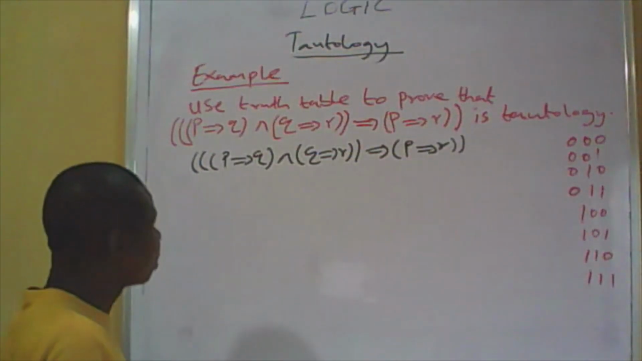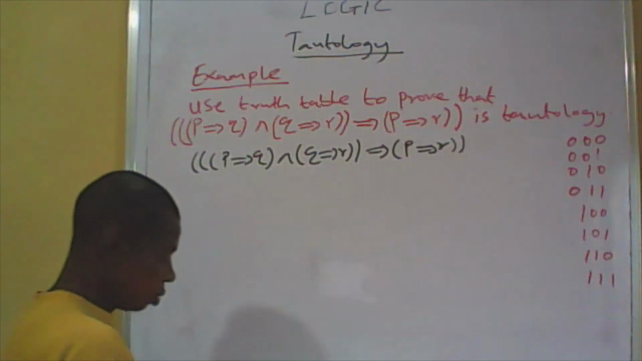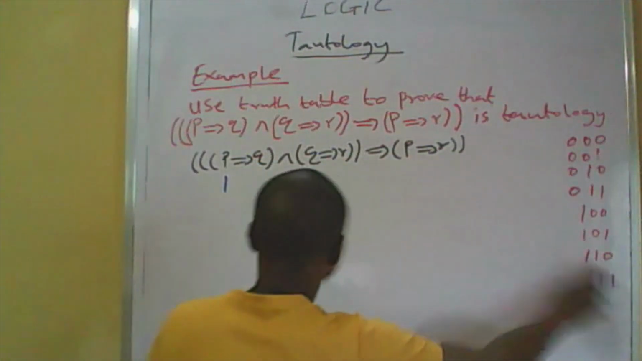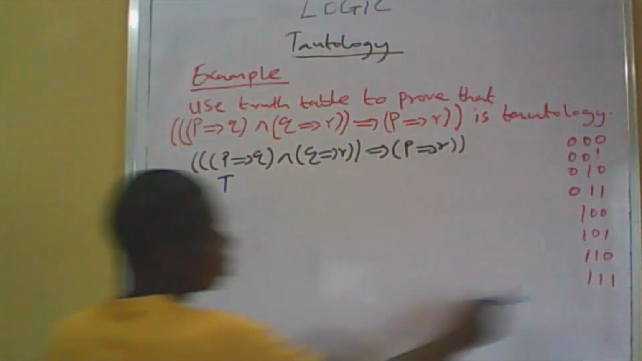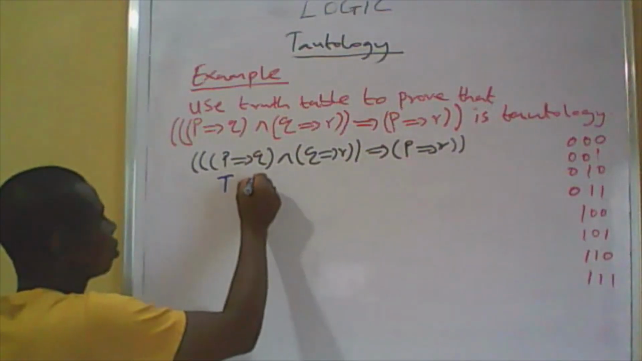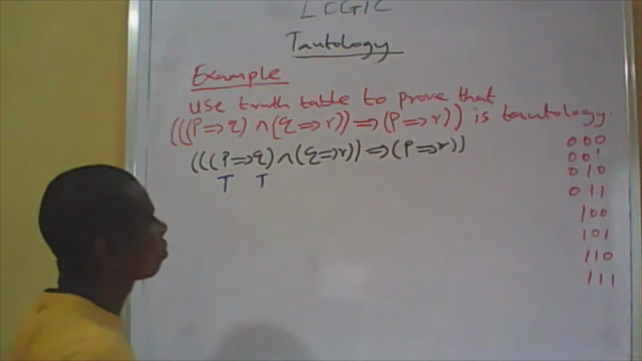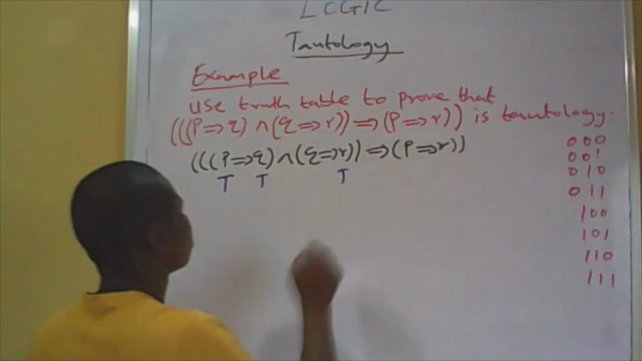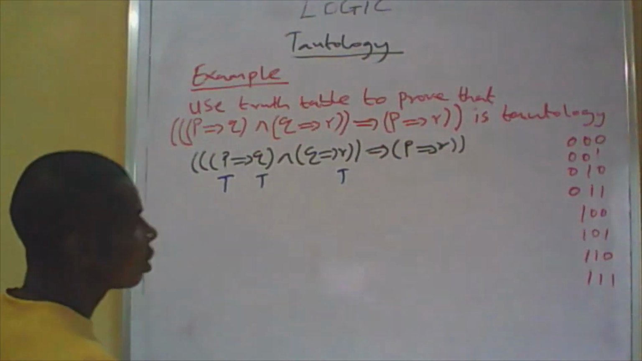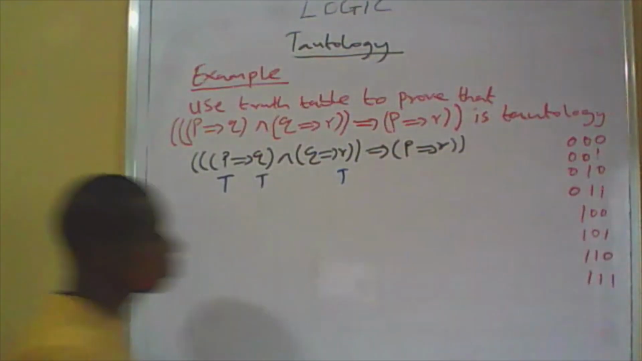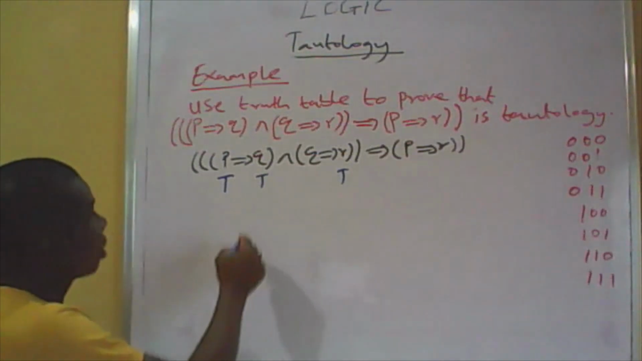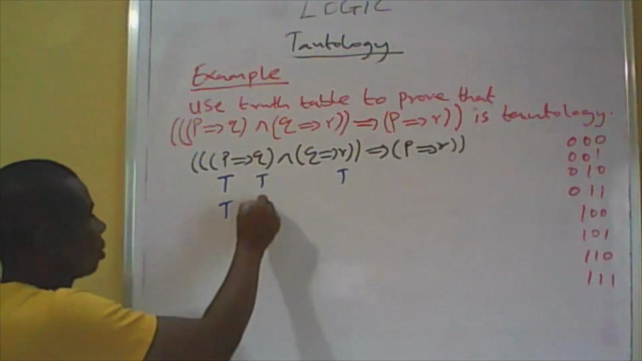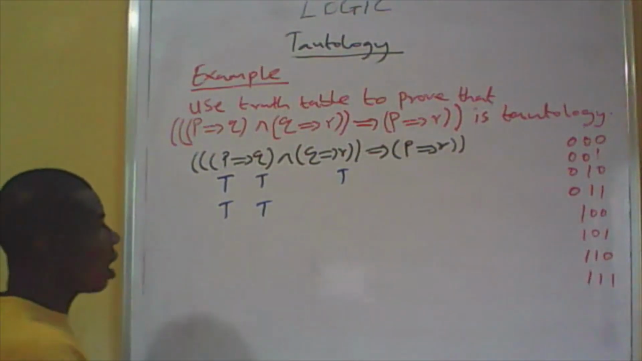Here we have 1, 1, 1. That means we have truth, the Q also truth. Under R, we have also truth. Then here you have 110. So under P, we have T. Under Q, we have T, because I have 110. Then under R, we have F.